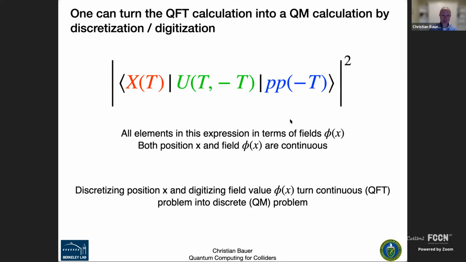So one of the big problems here is that, of course, there's the field theory. All elements in this expression are written in terms of fields phi of x in the scalar field theory. But the problem is both the position x and the field value at each point in x are continuous variables. So that means that this Hilbert space is actually an infinite dimensional Hilbert space. And this is the first thing you realize about why this problem is really difficult to do.